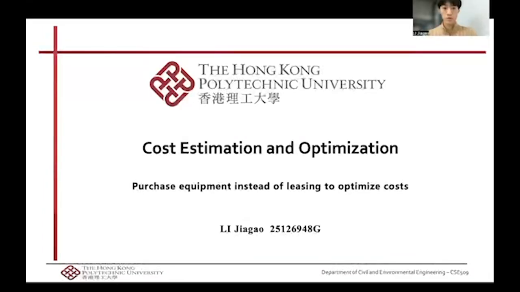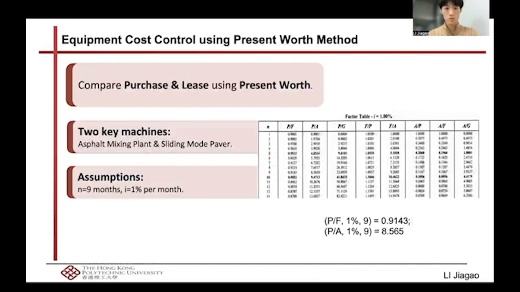Hello everyone, today I would like to discuss how we can use the present value method to decide whether we should purchase or lease the key equipment for the Hong Kong Airport third runway project. The duration of this project is 9 months. We assume the monthly interest rate to be 1%, so the discount factor can be obtained from the table. Our goal is to reduce the equipment costs.